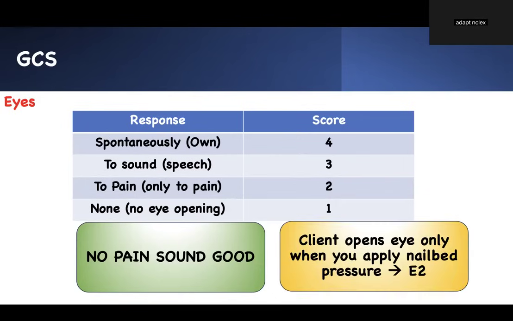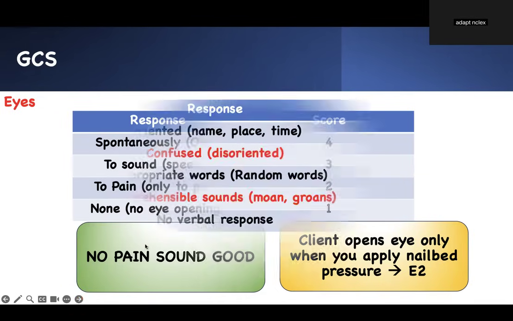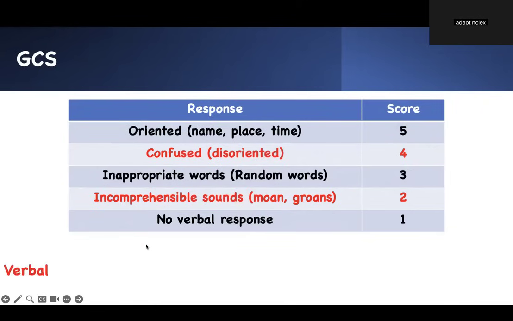This is an example. A client opens their eyes only when you apply nail bed pressure. That is pain, and the mnemonic says no, pain. So no is 1, pain is 2, sound is 3, good is 4. Therefore, this patient gets E2. Same thing, we are going to the verbal.